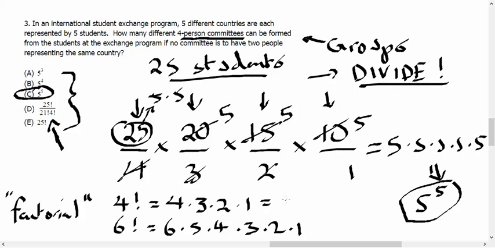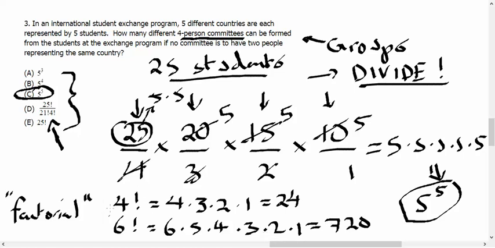4 times 3 times 2 times 1, that's 4 times 6, or 24. And then 6 times 5 times 4 times 3 times 2 times 1, well, that's 30 times 24. 30 times 20 is 600, and 30 times 4 is 120. So that's going to be 720.